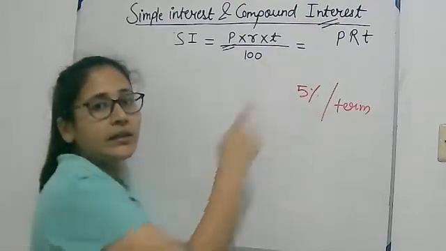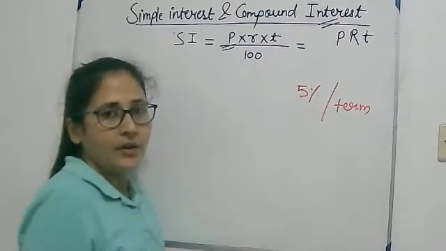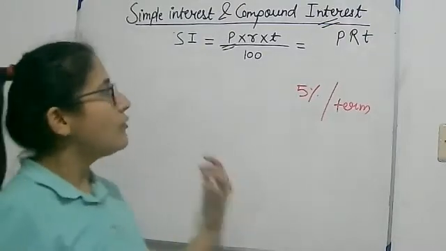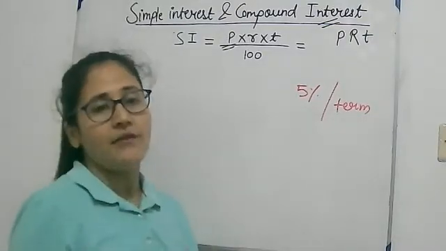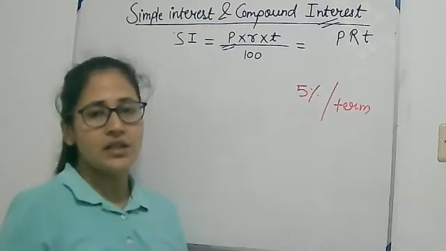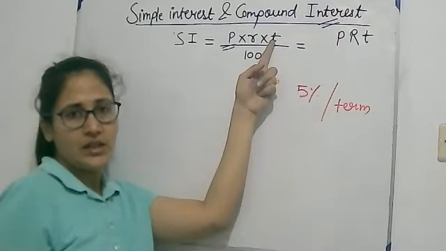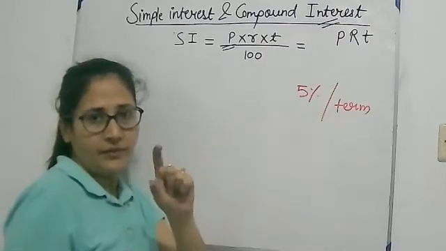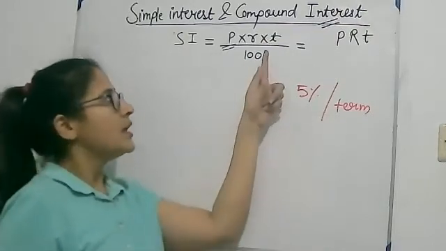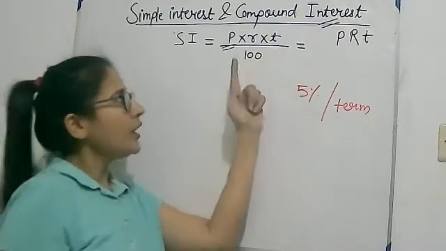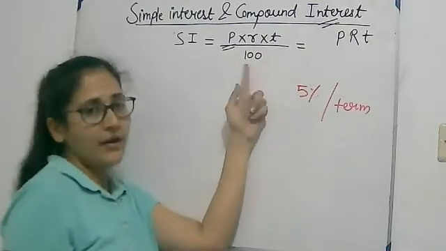Time T, that is time. If the question is about what will be the simple interest after 5 years, after 6 years, after 3 years, 2 years, anything, then the value of T is that number of years. That is time. Why is there a 100 in the denominator?